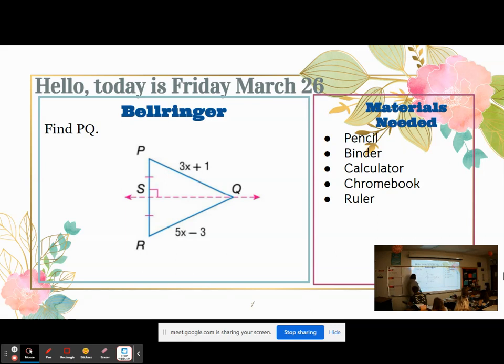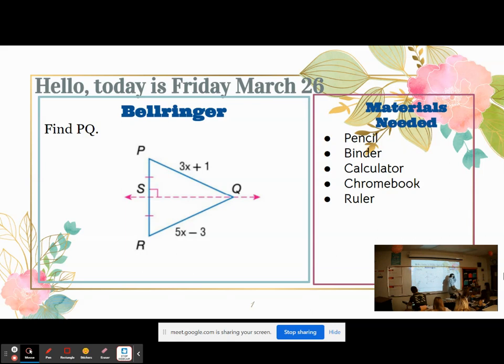So go ahead and plug in 2 for x on the expression for PQ. So that would be 3 times x, which is 2. So 3 times 2 plus 1. And 3 times 2 plus 1 is 7. So the length of PQ would be 7. All right, good job.